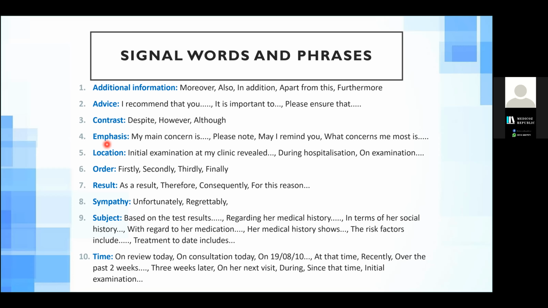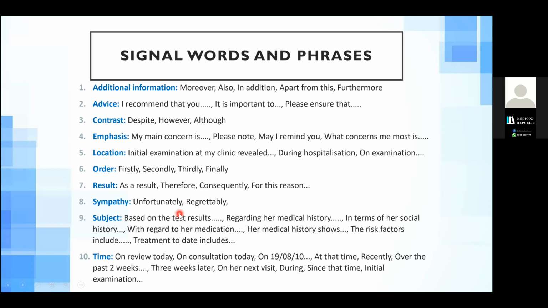We will put the recording of this session in the WhatsApp group. You can take a look at these again as well, because we cannot discuss them one by one here. We are going to look at examples of some important ones. When we're talking about location, you can say "initial examination at my clinic," "during hospitalization," or "on examination." When we are talking about order, for example when we have a very large history to tell, "firstly he presented with," "secondly," and so on, you can just organize the information like this: firstly, secondly, thirdly, or finally.